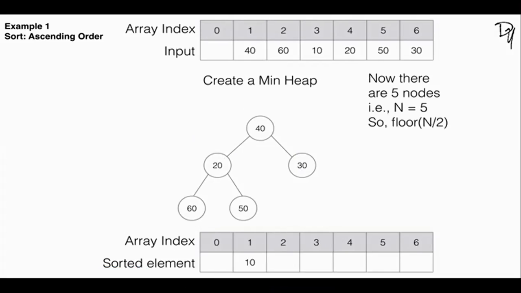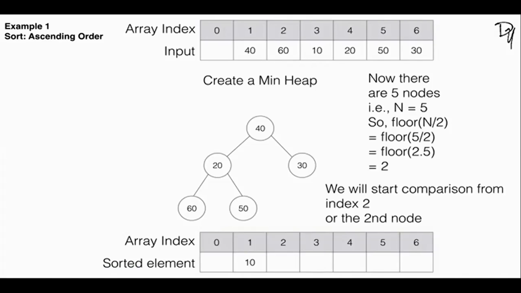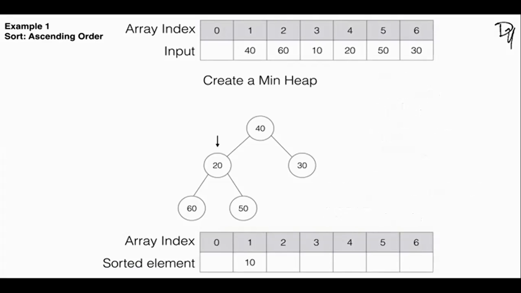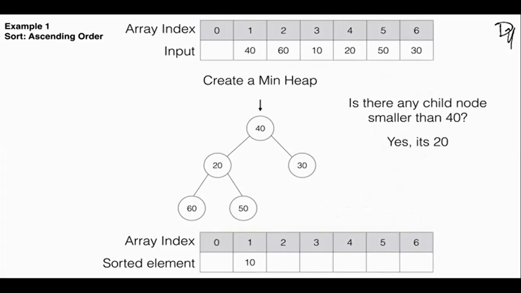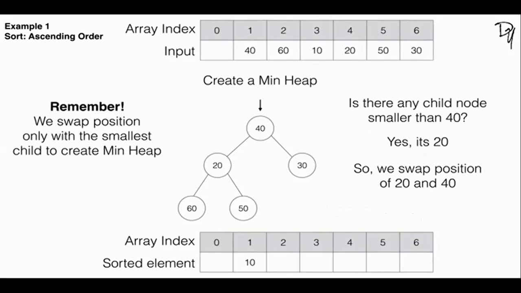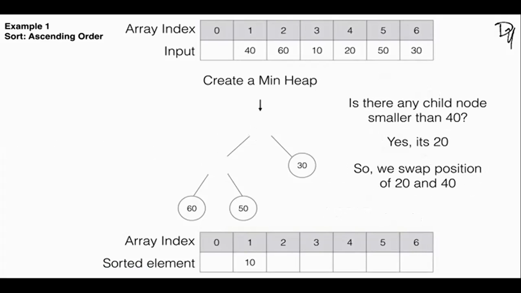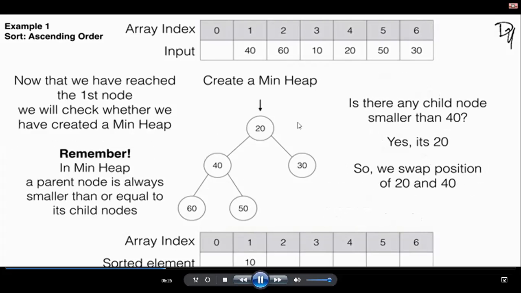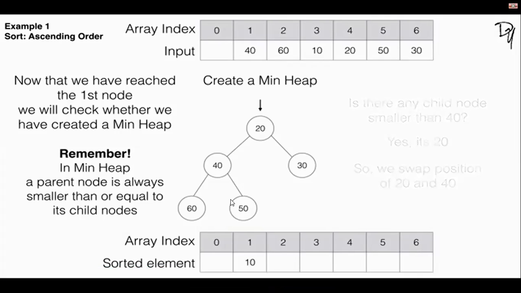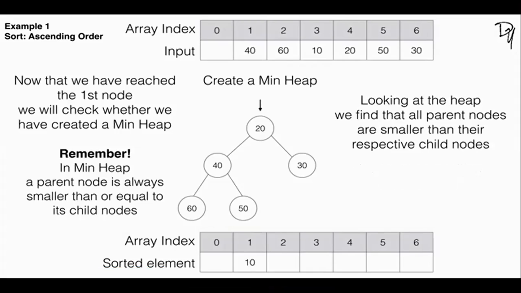So we know that there are totally n, five nodes. Finding the floor, 2, we should start from index 2 or the second node. We are checking is there any child node smaller than 20? No. Then we can move to the first index. Is there any child node of 40 smaller than it? Yes, 20. So we are swapping 20 and 40. What will happen? And again, after swapping also, we have to check whether we created a proper min heap or not. We can check whether finally we created a proper min heap. Yes, it is properly created. All the parent nodes are smaller than their own child nodes.